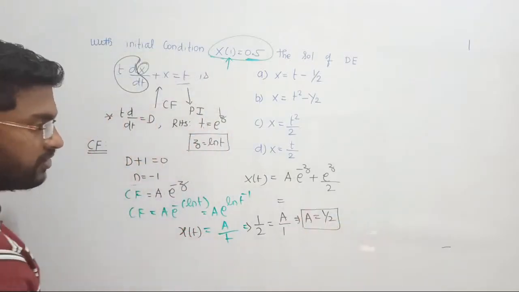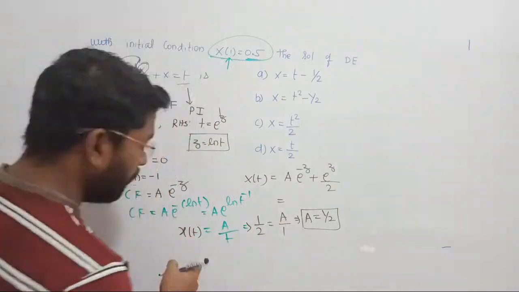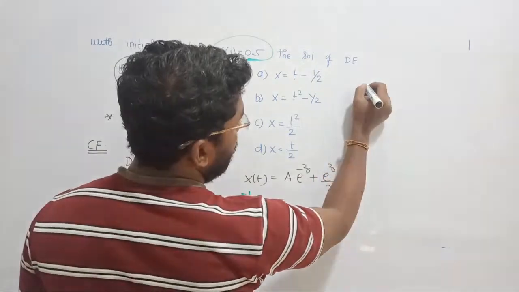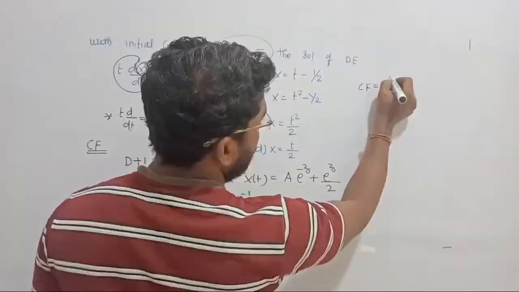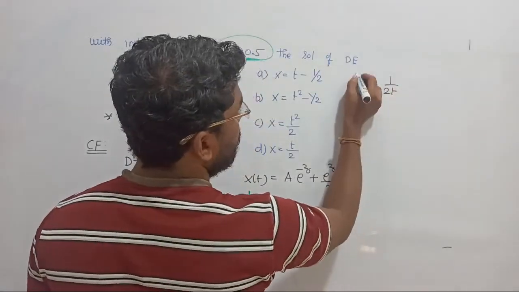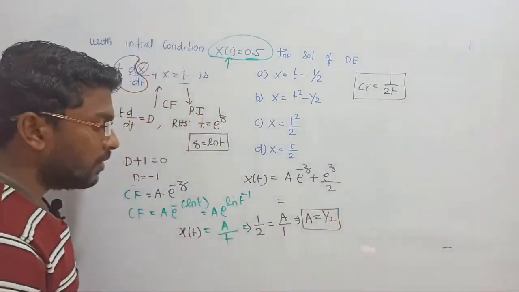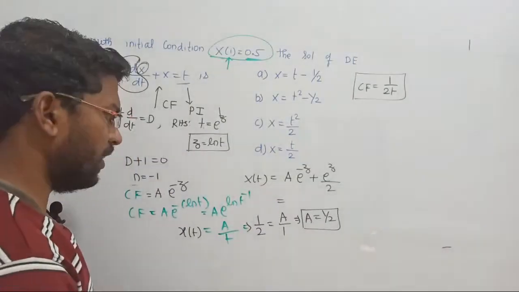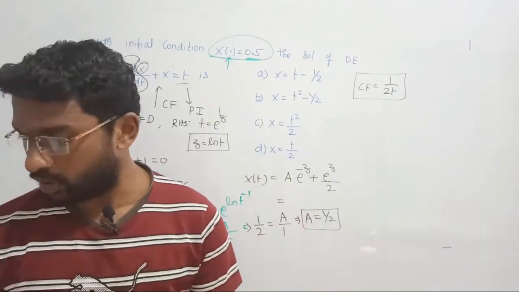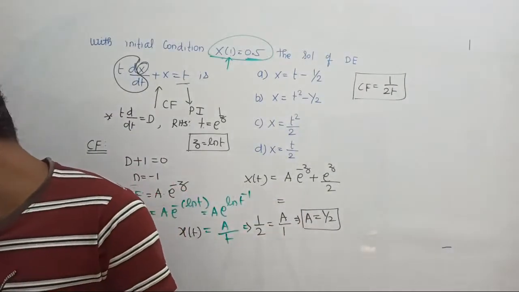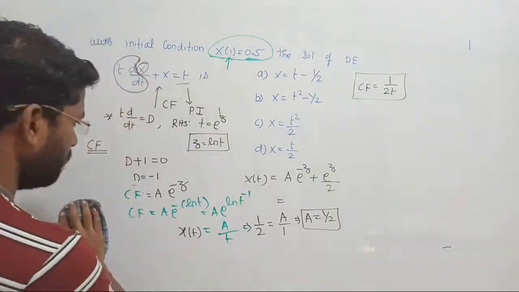If you substitute 1 by 2 for a, the complementary function will become 1 by 2, right? So what does 1 by 2 give? a, that is 1 by 2t, that is the complementary function. Let's try and do the same thing. See, if I make any mistakes, please correct it by yourself. Anyway, I won't make mistakes, but sometimes it happens, right?